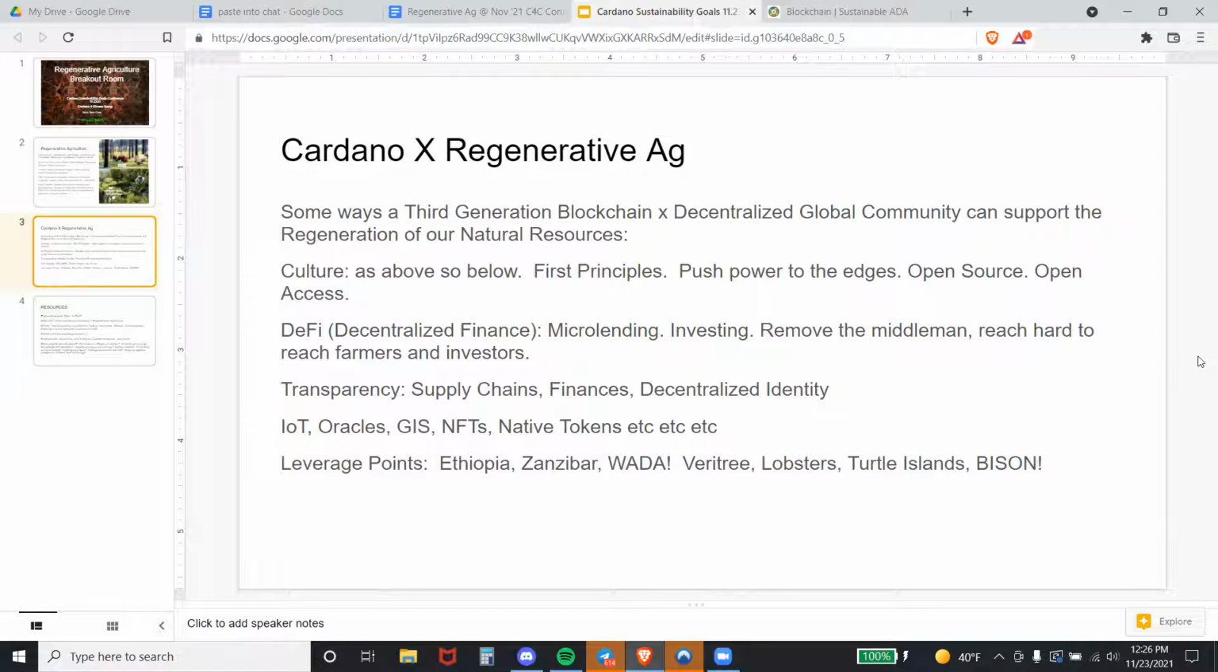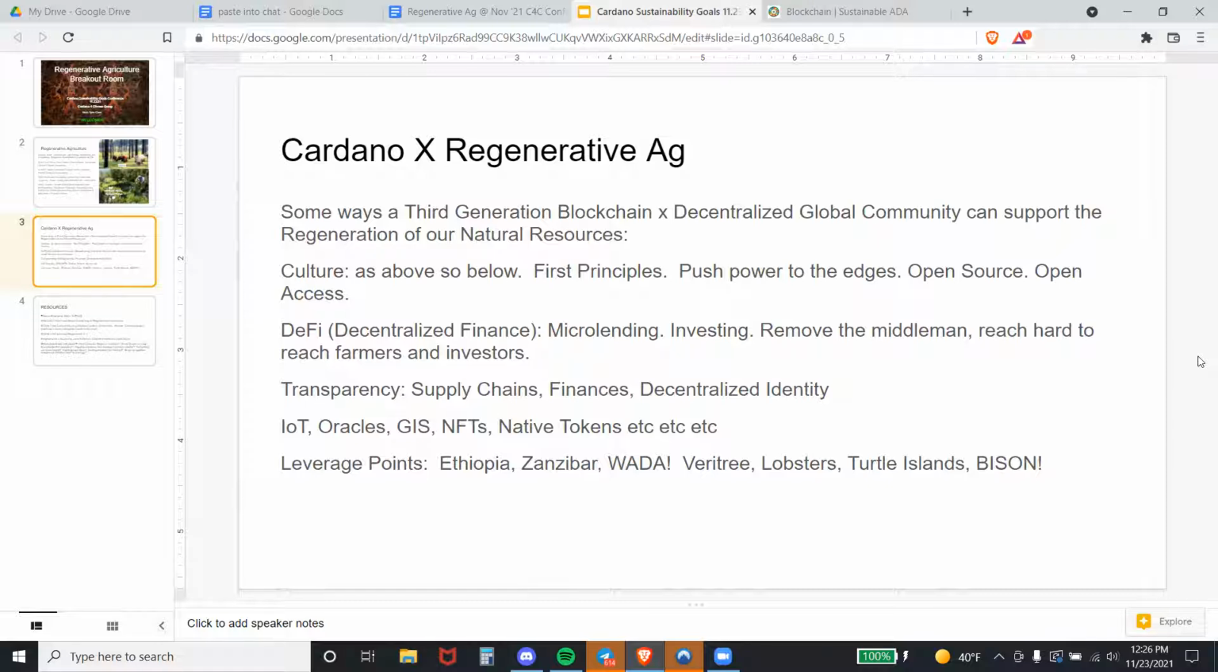Anyway, there's other things to list here: Internet of Things, oracles. There are interesting things regarding satellite data, being able to analyze what's going on in ecosystems. There's a whole crazy world of NFTs that's a rabbit hole once you start thinking about it. Native tokens. And then one thing I find myself thinking about a lot is the places where Cardano is really on the ground, making an impact already. Ethiopia is the best known.